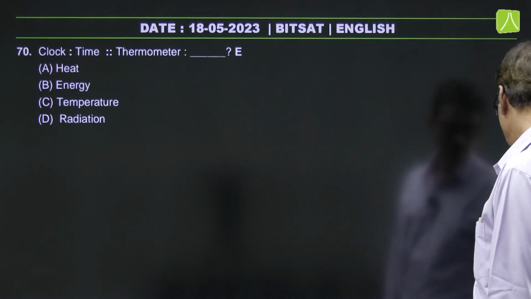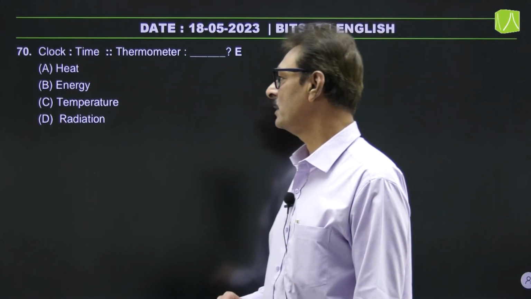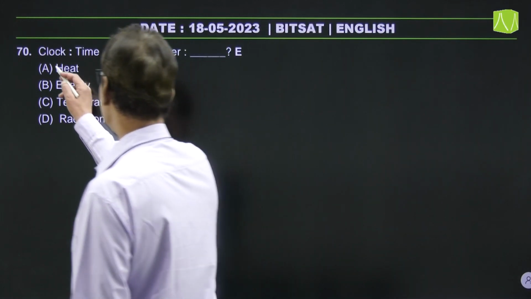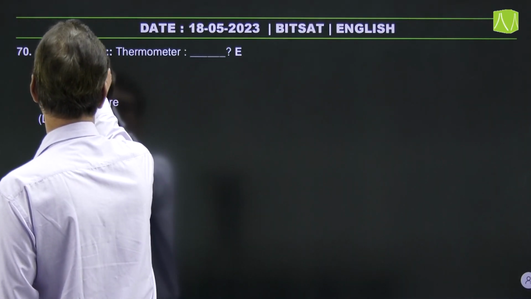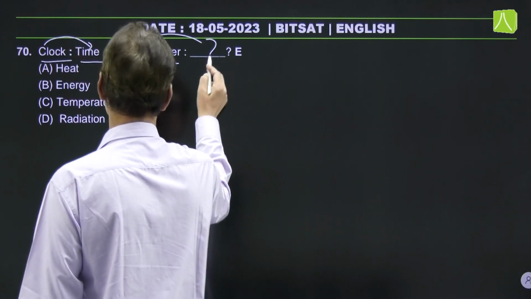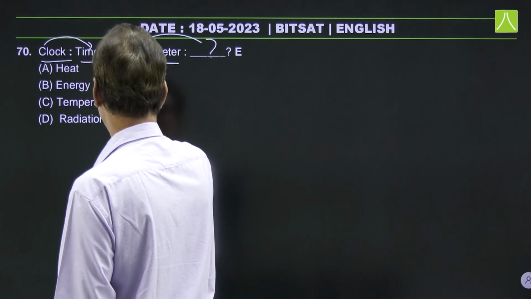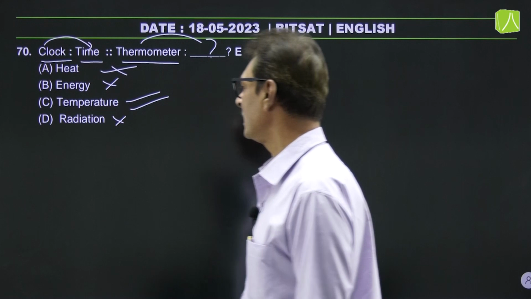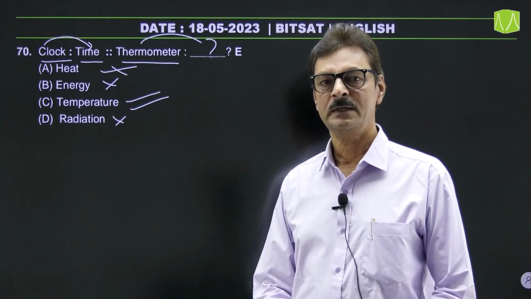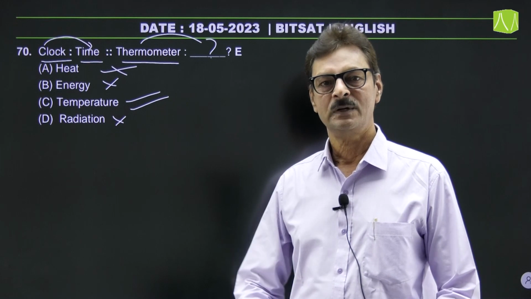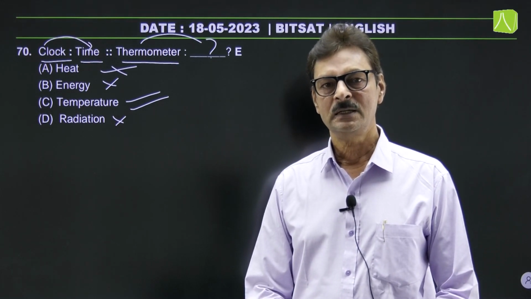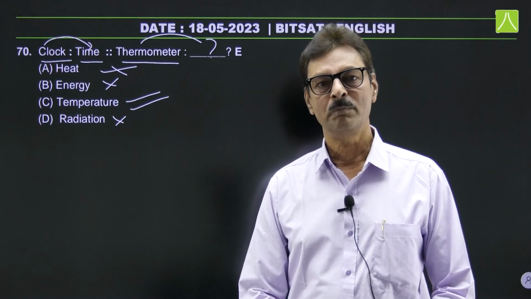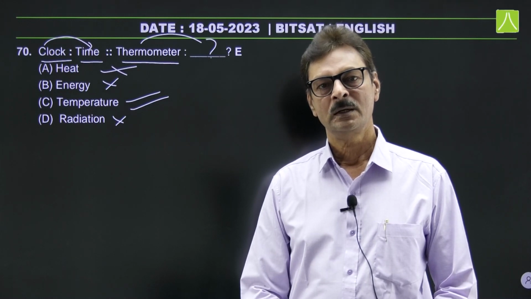And the last question for English proficiency. Clock is to time. Similarly, thermometer is to what? What is the relationship between these? Clock shows time. So, what does the thermometer show? Does it show heat? No. Does it show energy? No. Does it show radiation? No. The thermometer shows the temperature of the body. So, friends, these were the answers and the solutions of the questions based on English proficiency for your BITSAT mock test 2. Thank you everyone.